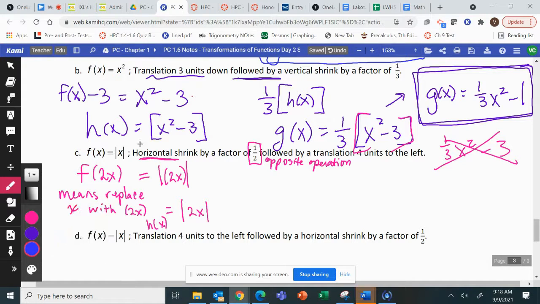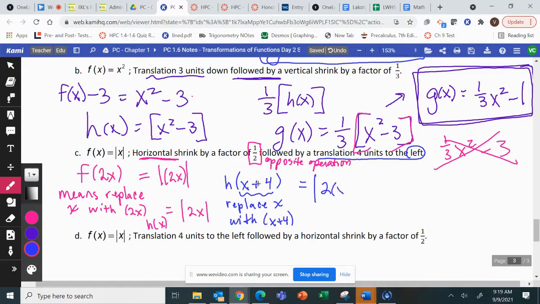So now we've got followed by a translation 4 units to the left. If I'm going to the left, it's going to be on the inside. When I do to the left, I'm going to put a +4 because I do opposite. So my next step is to do h of x plus 4. Wherever I see an x, we're going to replace x with parenthesis x plus 4. So I've got absolute value 2 parenthesis x plus 4.